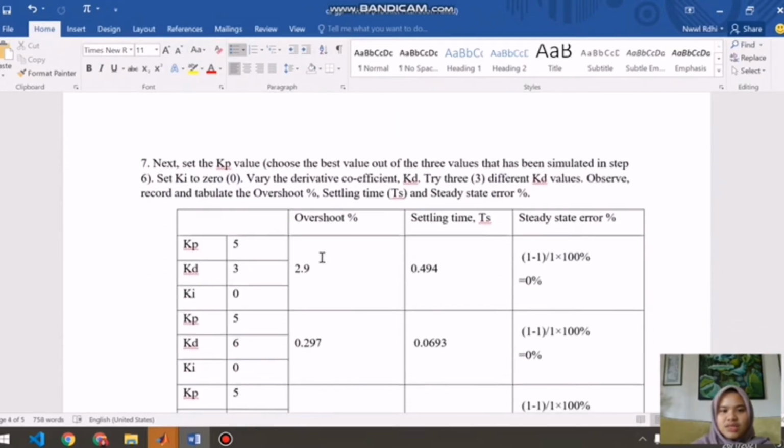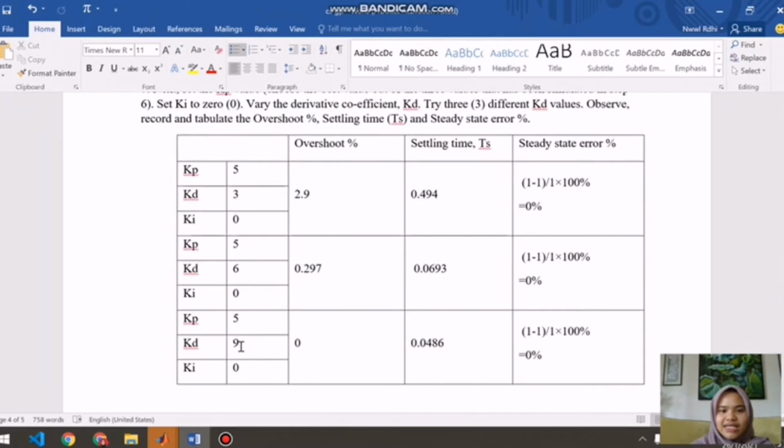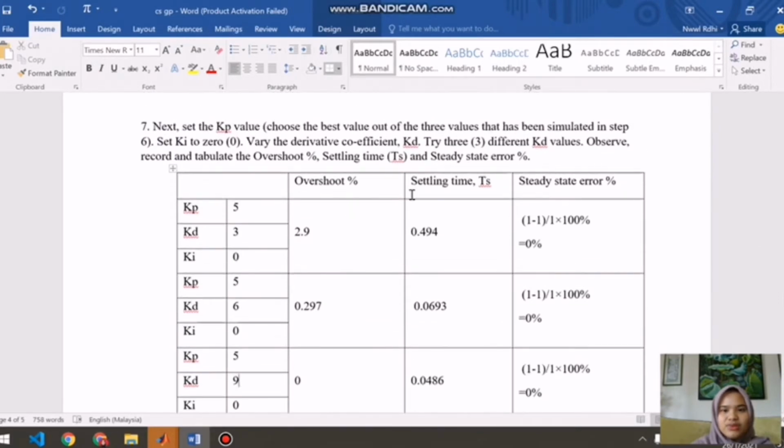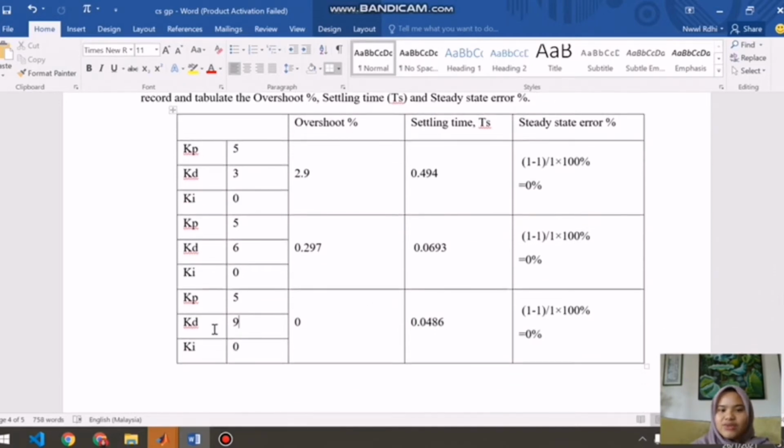So I use Kp equal to 5, and the value of Kd I vary with the values 3, 6, and 9. And based on this tabulation, I can see that the graph starts to have its own steady state error and overshoot when I use Kd equal to 9, which is the overshoot is 0, the settling time is 0.0486, and the steady state error is 0%.